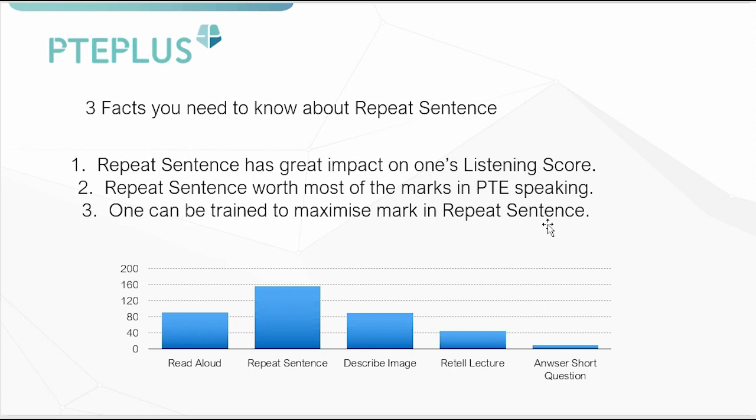The final point that I want to reiterate is that one can be trained to maximize your score in the repeat sentence section. What this means is that there is an easily repeatable sort of technique that you can use for repeat sentences in order to get a consistently good score. And these sort of techniques are what we're going to be discussing in our later lessons. And we've got lots of students who've consistently did poorly in repeat sentences only to take our courses and then immediately improve their score. So that's something we're definitely going to be talking about in our later sessions.